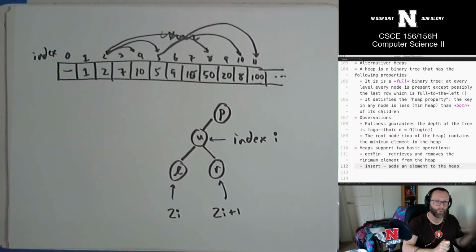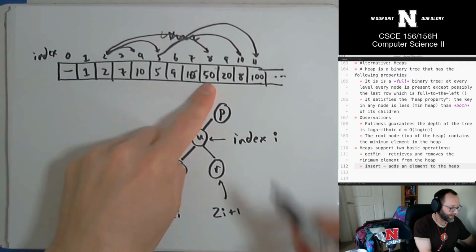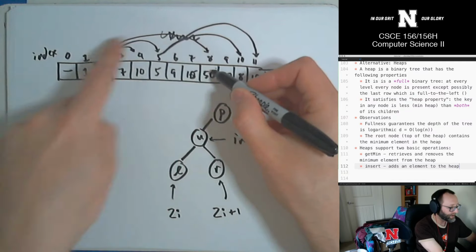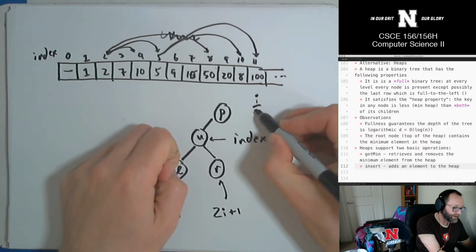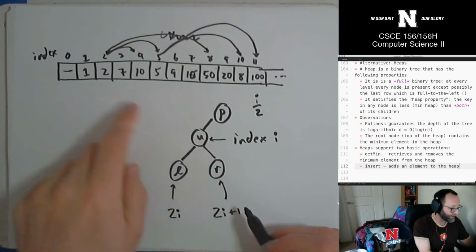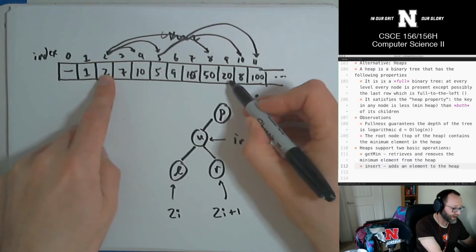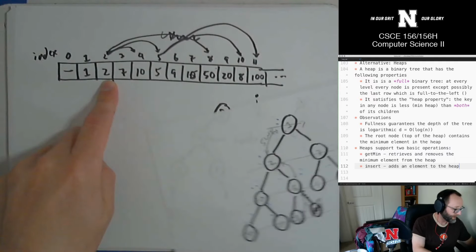And you can also work backwards. Say that I've got index 8, or 50 here. At index 8, how do I get back to its parent? Well, all I need to do is divide by 2. But you have to be careful here, because what about its other child? The right child of 2 was 5.